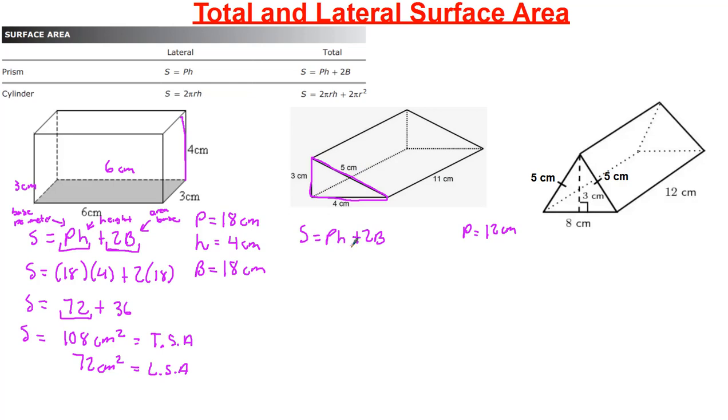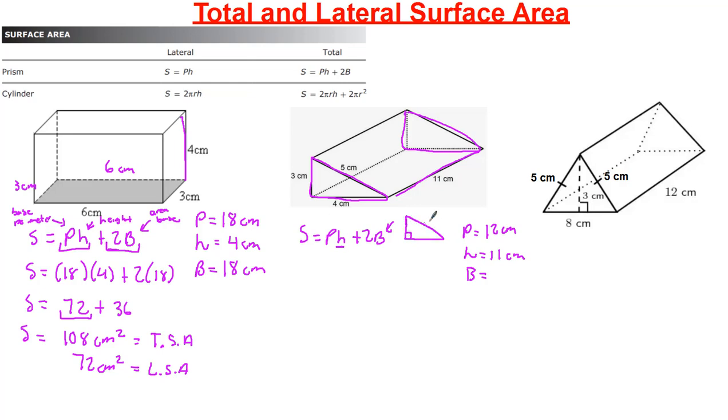Okay? Now, the height of the entire figure goes from base to base. So what is the distance from this triangle to this triangle? As you can see, it's going to be equal to 11. So the height is equal to 11 centimeters. Now, this is the part where people always get confused. This is going to be equal to the base area. Okay? What is the shape of this base area? It's a triangle, right?